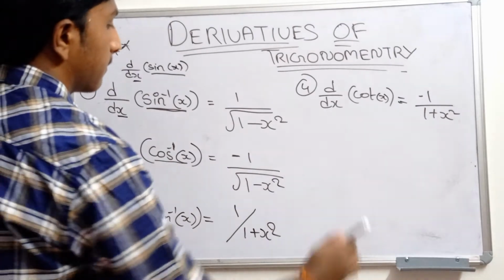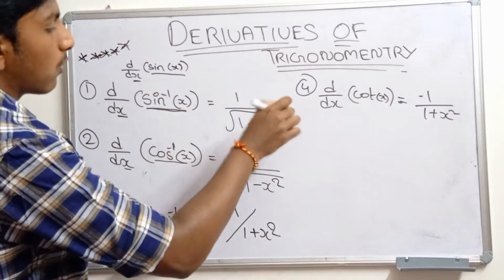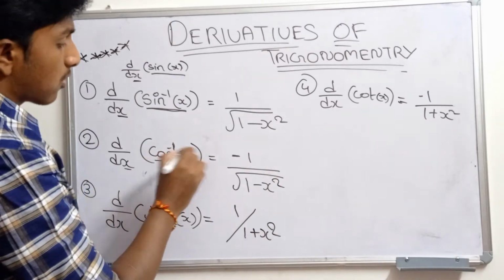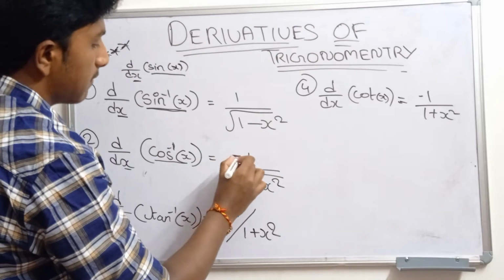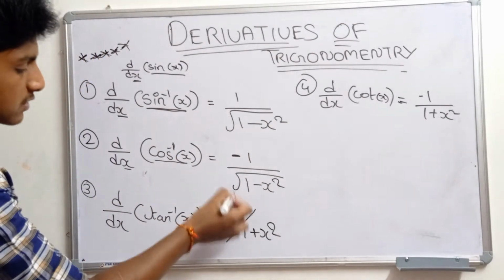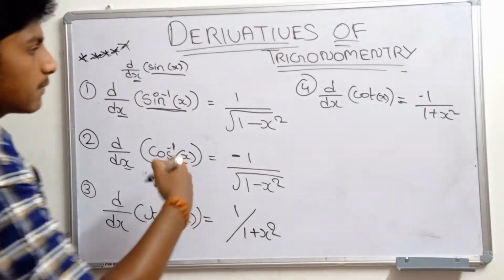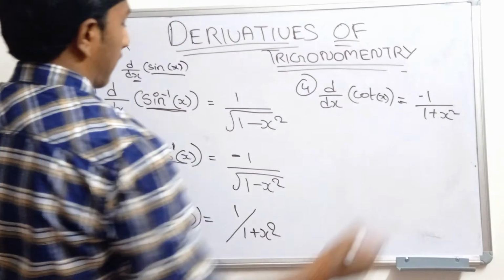That's all, guys. When you differentiate sine inverse x with respect to x, you get 1 by root of 1 minus x square. When you differentiate cos inverse x with respect to x, write the same answer and just keep the minus sign. So d by dx of tan inverse x means 1 by 1 plus x square. D by dx of cot inverse x means just change the sign from the formula of tan.